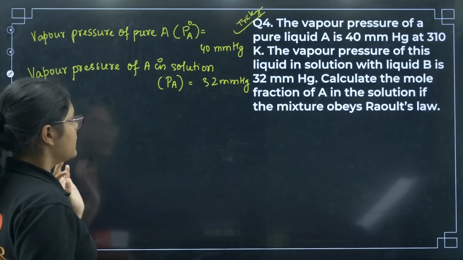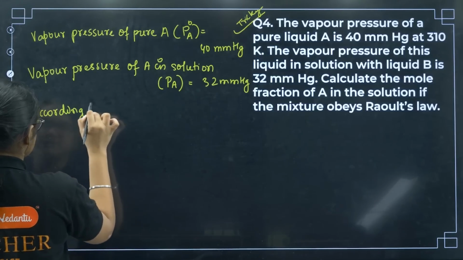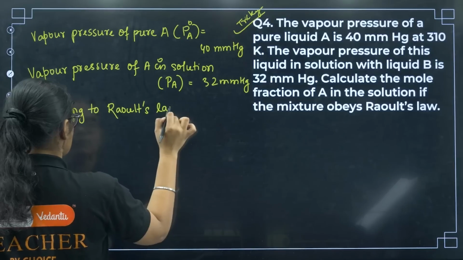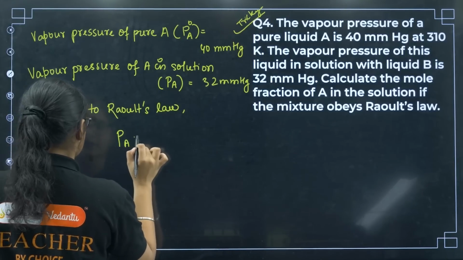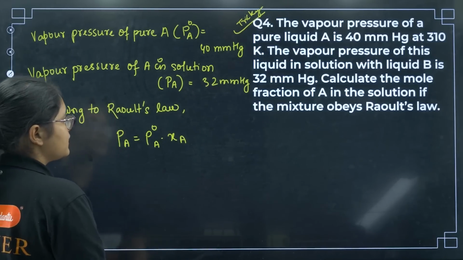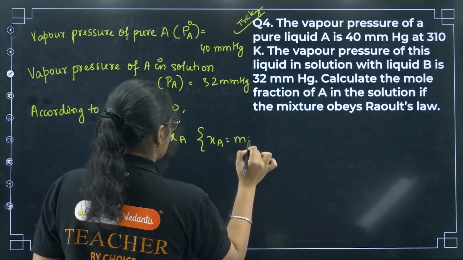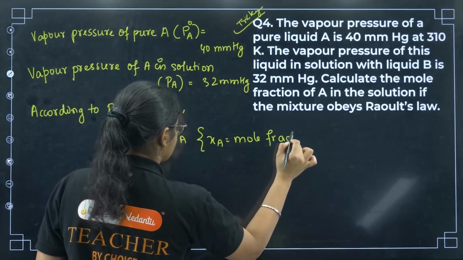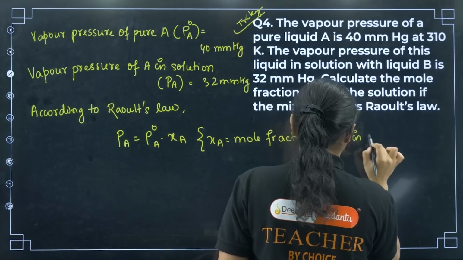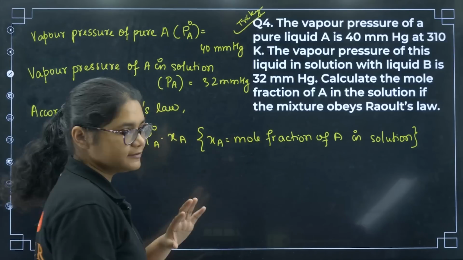Done? Clear? Now, I can write according to Raoult's law, because it is given that the solution obeys Raoult's law, right. So, according to Raoult's law, what is the formula? PA is equal to P naught A into XA, right. So, what is XA here? You can define XA as the mole fraction of A in the solution. These two terms we have already defined, so no need to define.